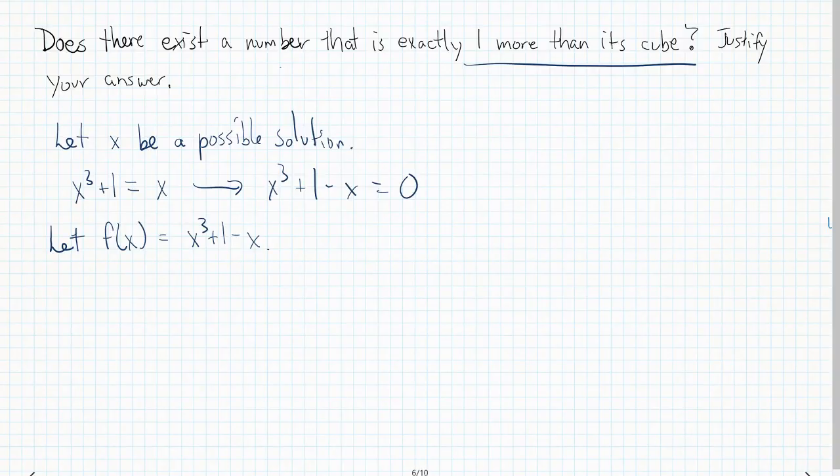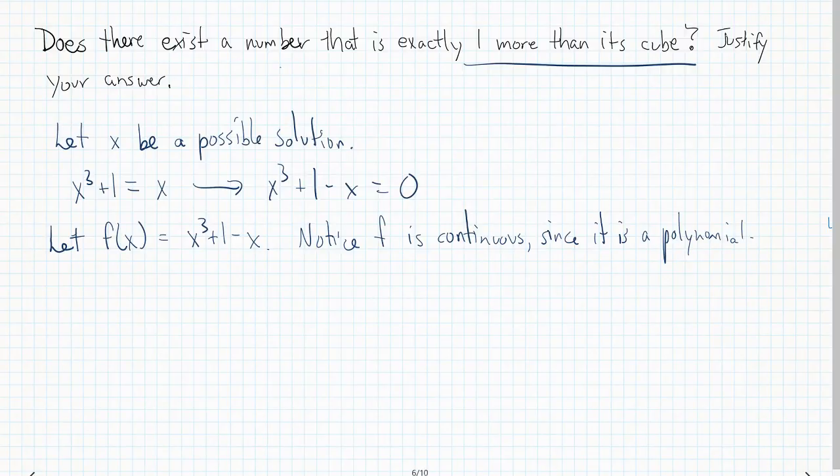So first off, in order to use the intermediate value theorem, you need to recognize that this is a continuous function. So notice f is continuous, and the reason why it's continuous is it's a polynomial. And we know that all polynomials are continuous. So since it is a polynomial, okay, so now we need to find things on either side of 0 if possible.